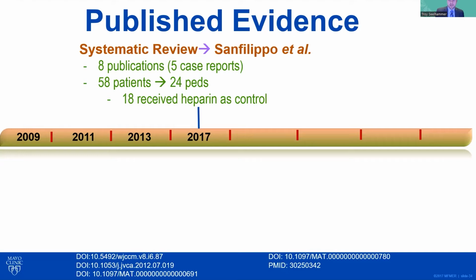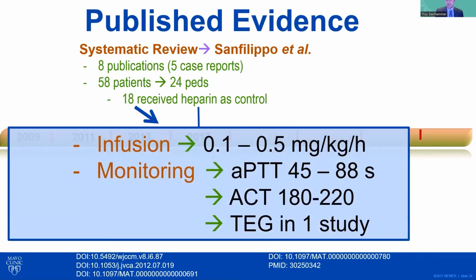Looked at a total of 8 publications, 5 of which were case reports in a systematic review. The overall number of patients that you can see here on the slide is quite modest, and a portion of these, of course, were heparin controls. But I think the take-home point from this particular manuscript is a typical expected dose response, or amount of the drug that you have to administer to achieve systemic anticoagulation.